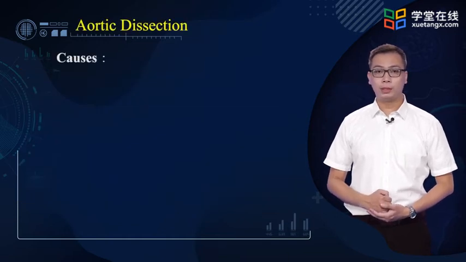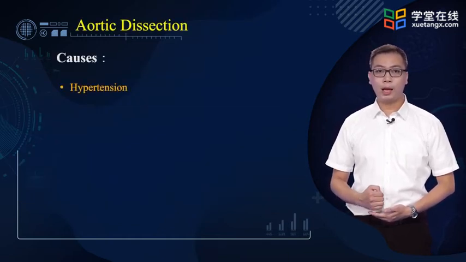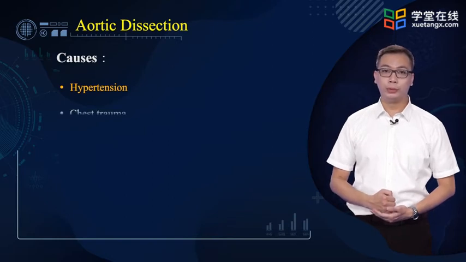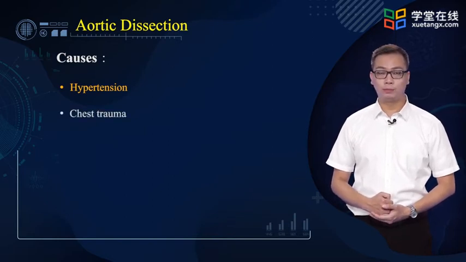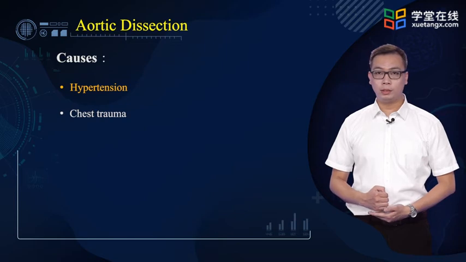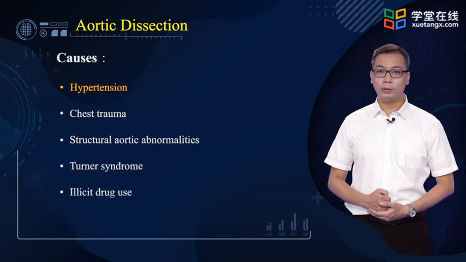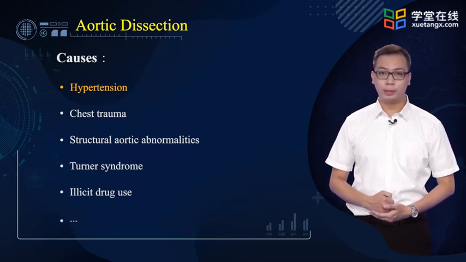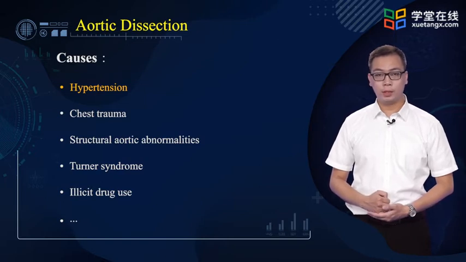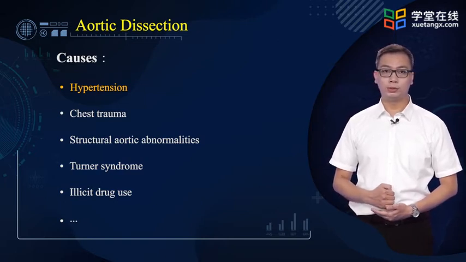Aortic dissection is associated with hypertension and could be the result of chest trauma. Most individuals who present with an aortic dissection have a previous history of hypertension. The other causes of aortic dissection are structural aortic abnormalities, Turner syndrome, and illicit drug use, and so on.